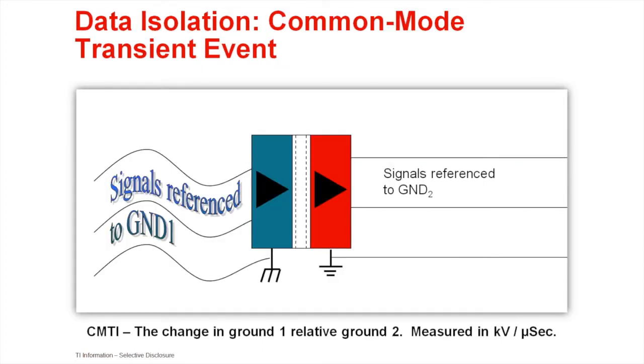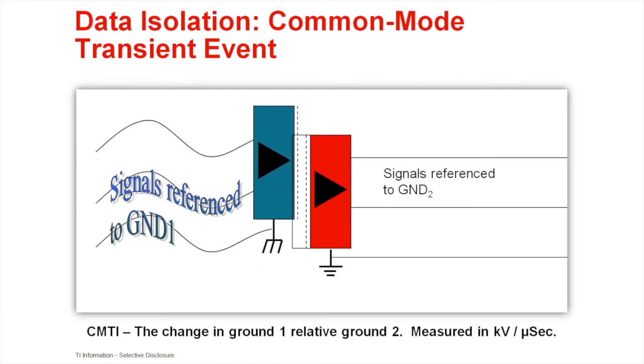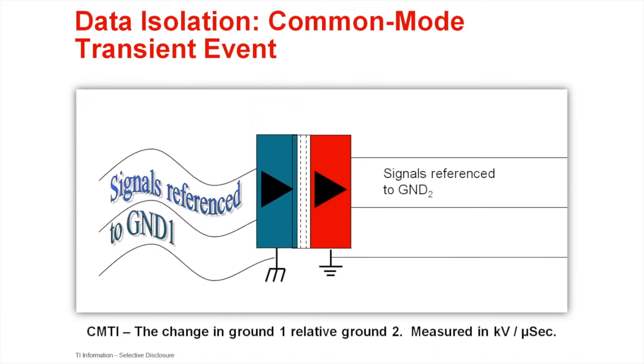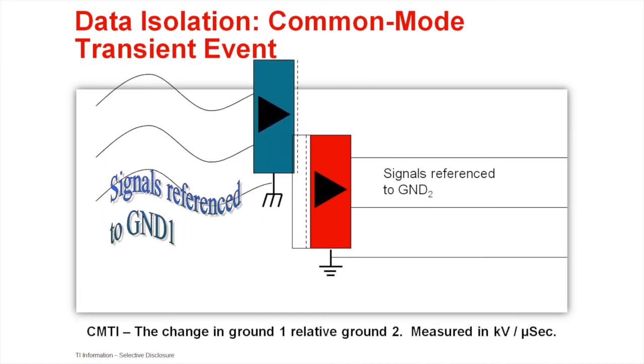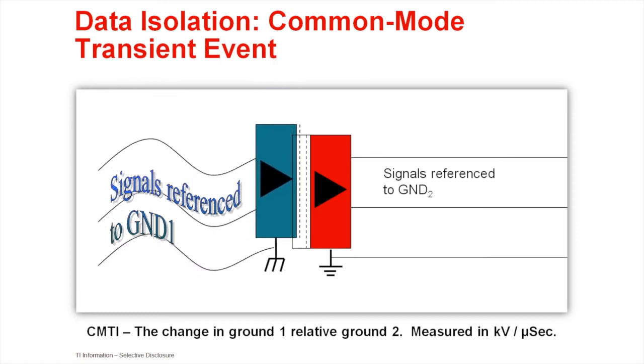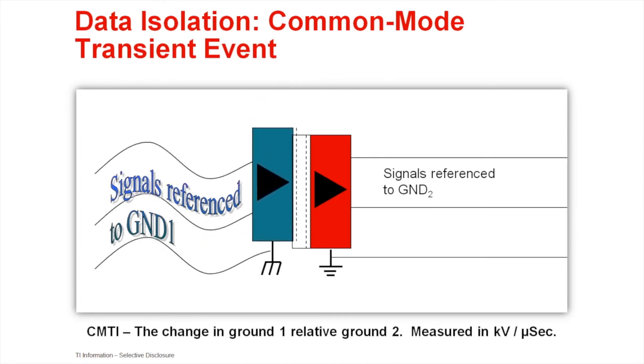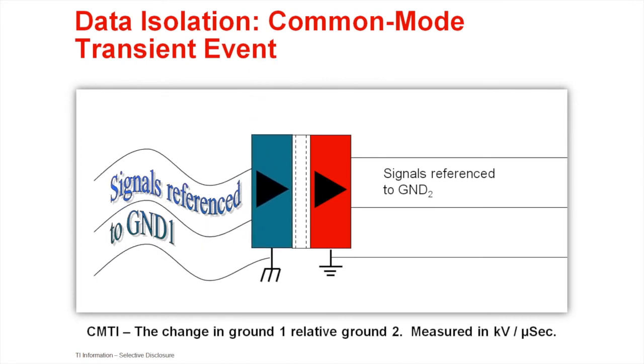The next spec we would like to talk about is common mode transient immunity, or CMTI. CMTI is the change in ground 1 relative to ground 2, and it's measured in kilovolts per microsecond. If you think about it, it's the rate of change one signal can go through without triggering a false or a corruption on the output.